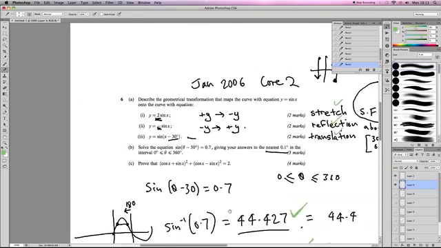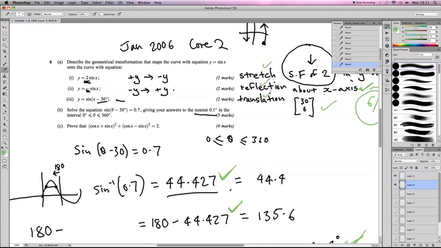And that is it. That's question 6. Hope that helped. Swap over to question 7.